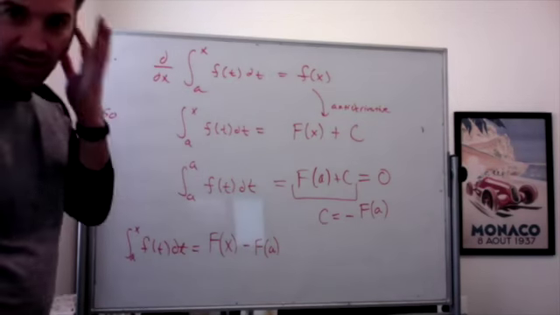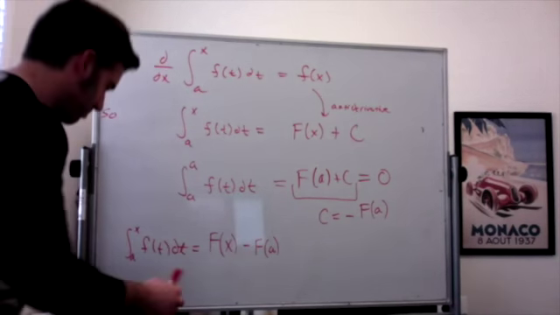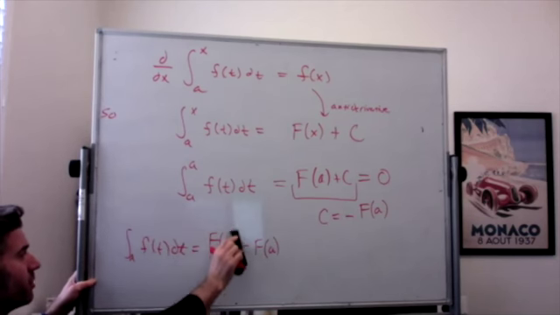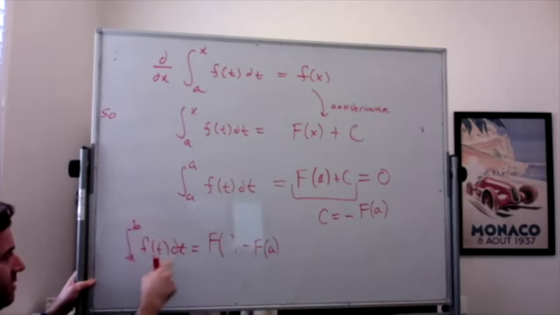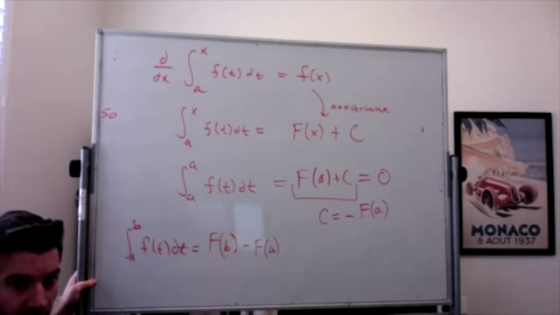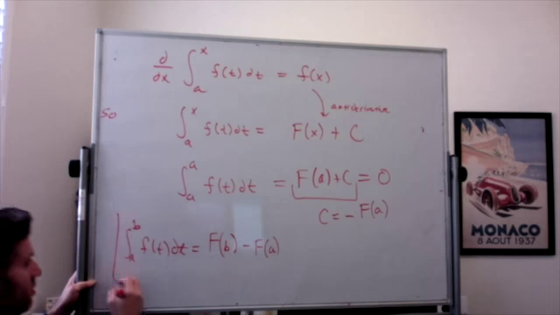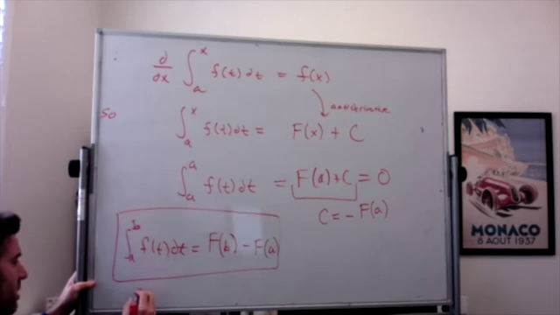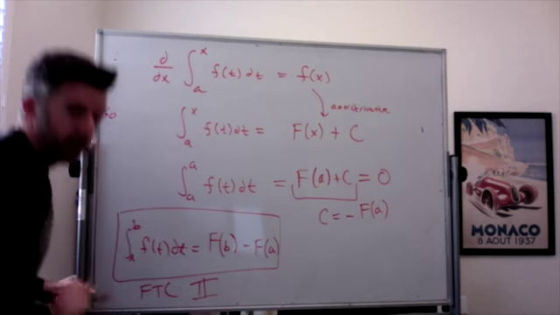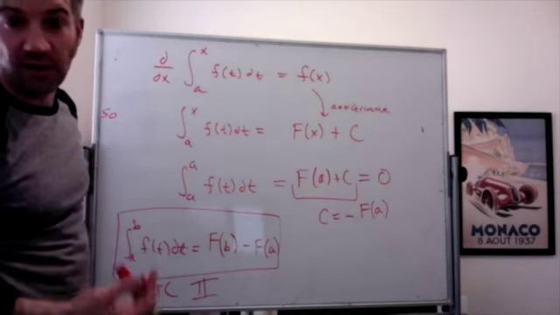Well, now I'm just going to replace the x with a b. So the integral from a to b of f of t dt is capital F of b minus capital F of a. This is the fundamental theorem of calculus part 2. And here's what it says. It's also called the evaluation theorem.